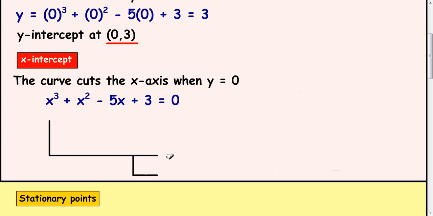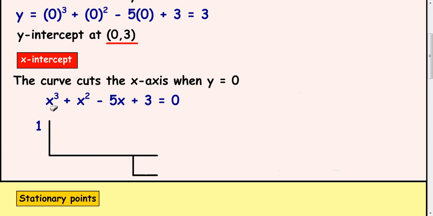So set your table out. What I would do is try 1 and negative 1 mentally. If we can use 1 here, 1 cubed plus 1 squared is 2. Take away 5 plus 3, that comes out to be 0. So let's put 1 into our synthetic division table. If that's a root, then we should get a 0 as a remainder here.